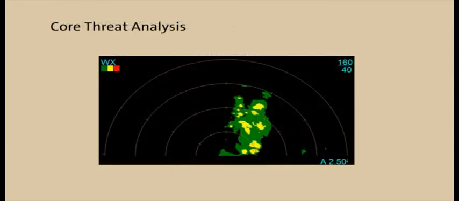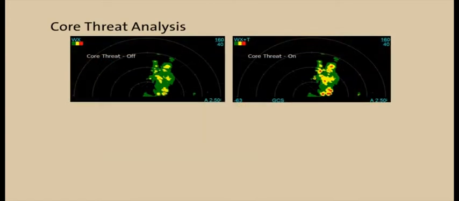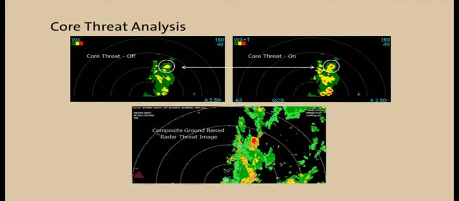A key design goal for ThreatTrack is to make the colors displayed on the ND more representative of the actual thunderstorm threat. When the Track While Scan technology determines that the convective activity is more intense than the precipitation level would normally indicate, Core Threat Analysis increases the color level to more accurately represent the actual threat. When compared with this ground-based radar threat image, it can be seen that Core Threat Analysis enables a better representation of the actual cell threat. In cases where the convective activity is already properly displayed, colors are left unchanged.